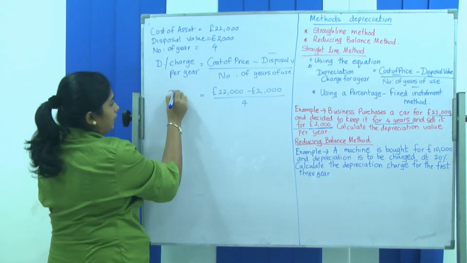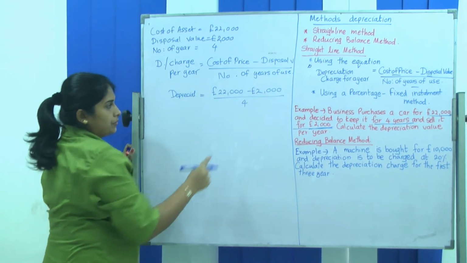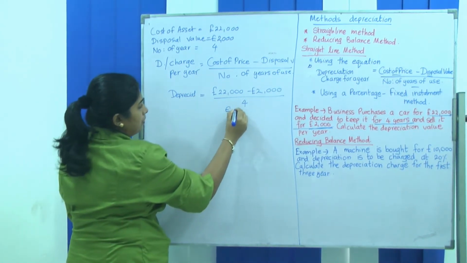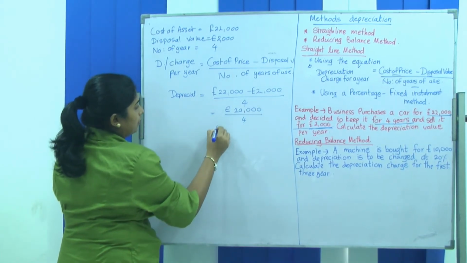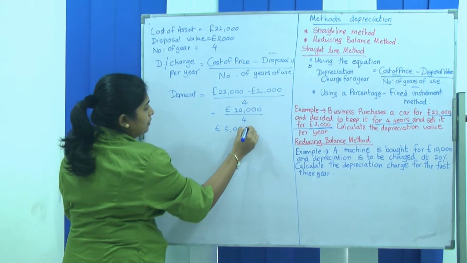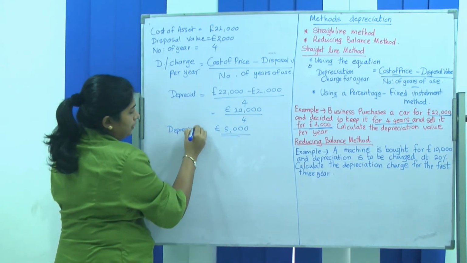So when you calculate the depreciation, 22,000 minus 2,000, when you subtract, you have £20,000. When you divide it by 4 years, you get £5,000 per year. So that will be the depreciation charge per year.